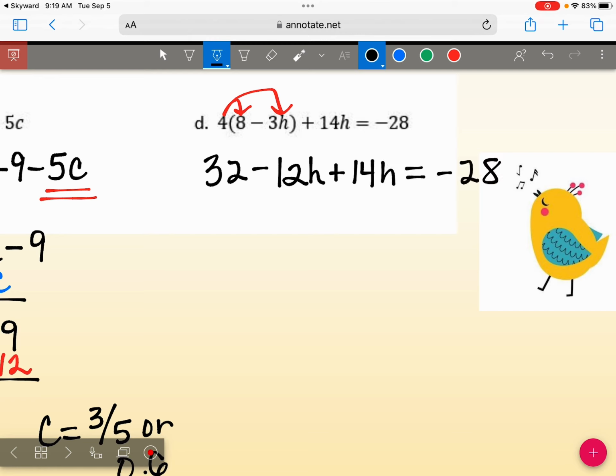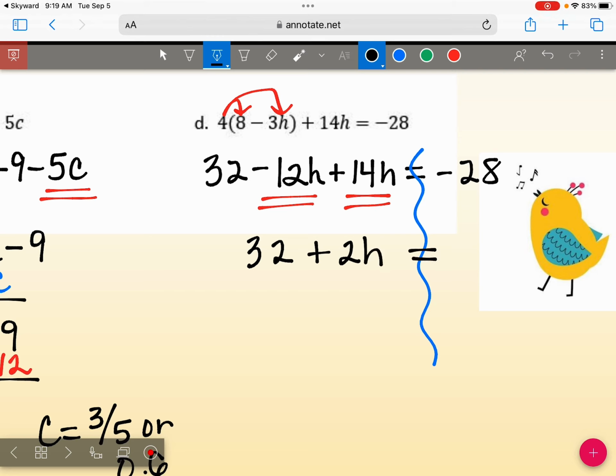Then your second step would be to combine like terms. What I'm noticing is that I have these two terms, and they're both on the left. So we need to combine them together. What's -12 plus 14? 2, +2. So that would be 32 plus 2h equals -28.